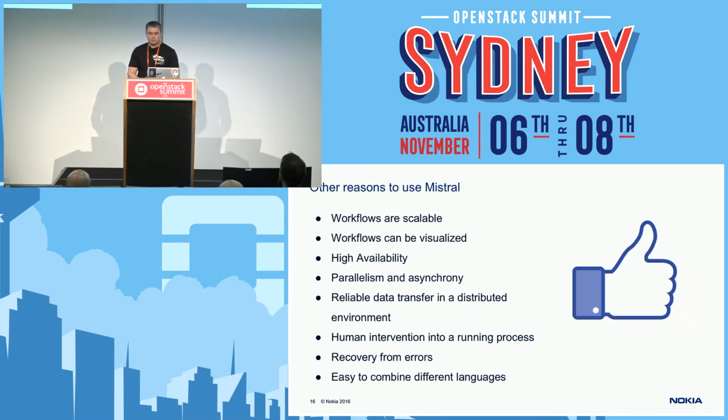And there are, of course, some other reasons to use Mistral. For example, workflows are scalable. Mitigating real problems is not always easy. So it may be a complicated task that is running for a long time. And because of that, it should be reliable. It should be fault tolerant. And it should be scalable, of course, because if it involves a lot of tasks that need to run, it needs to scale well as well.